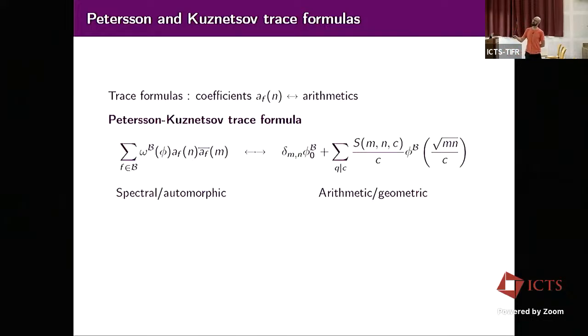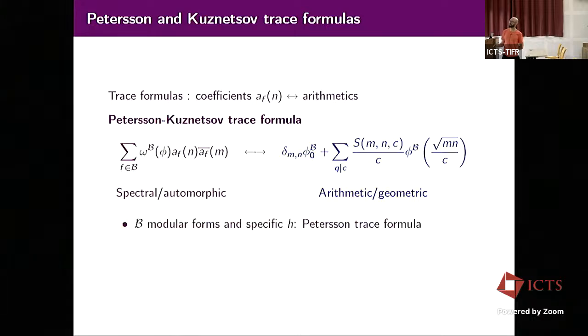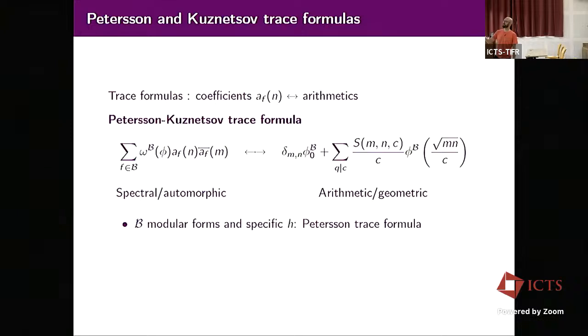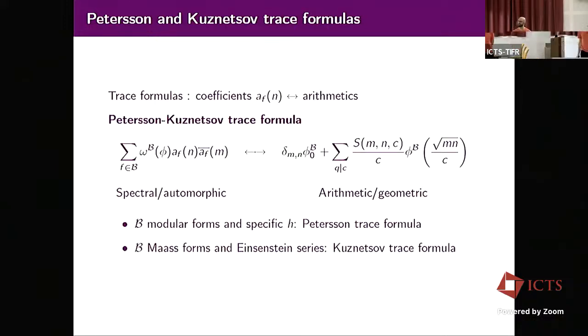And a sum of Kloosterman sums times another transform that depends on Maass or Petersson. And so spectral and arithmetic side. So for modular forms of a specific weight, you will find the standard L-function, and basically a constant. It's the Petersson trace formula. And for Maass forms and Eisenstein series, you leave the test function general, and you get the Kuznetsov trace formula. And we'll use both. That's why I'm recalling them.